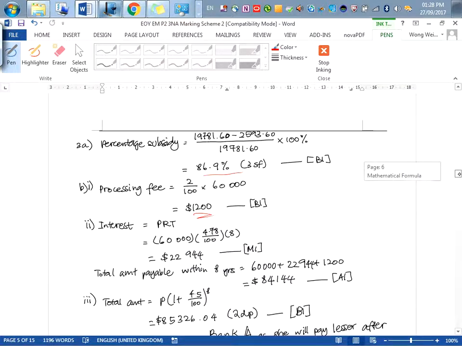Interest, it is simple interest, very straightforward, 8 years. Principal, interest rate. So this is the amount of interest. To find the amount that is payable, we need to add that to the original principal, and we need to add the processing fee. So this is the total. Okay, don't forget the processing fee.